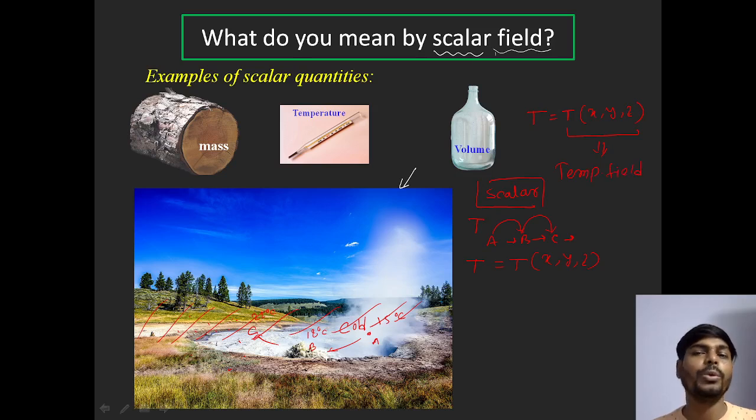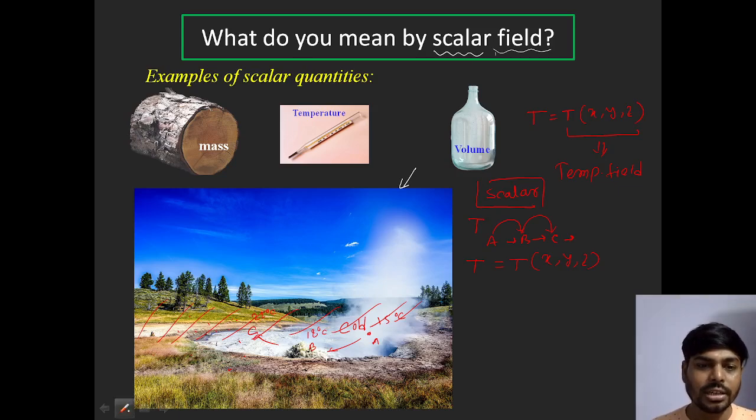So in a word, we can see what is the difference between the scalar quantity and scalar field. When we are talking about the scalar quantity, that means we are considering a single value for a particular position. But when we are talking about the scalar field, then we are talking about each and every value of that scalar quantity in this space. Okay, so this is the concept of scalar field.